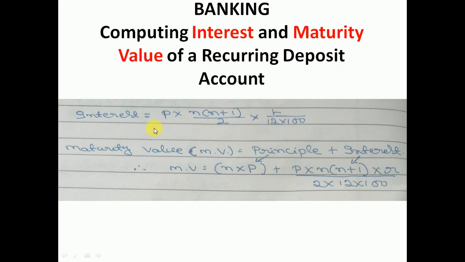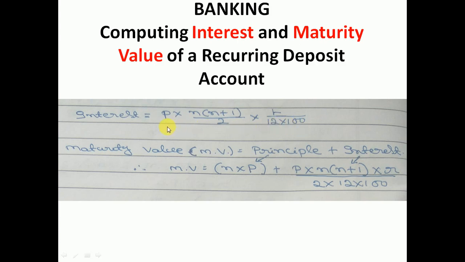So this formula, please memorize. It is the only important formula you must remember in this chapter so that you can solve all the questions from this chapter. Interest is equal to P into (N plus 1) by 2 into R by (12 into 100).